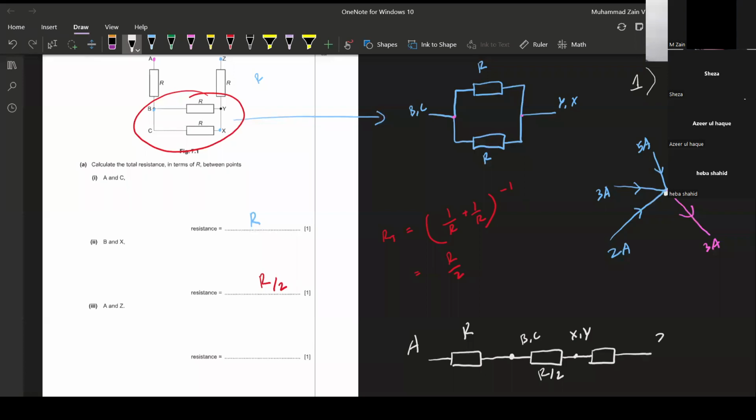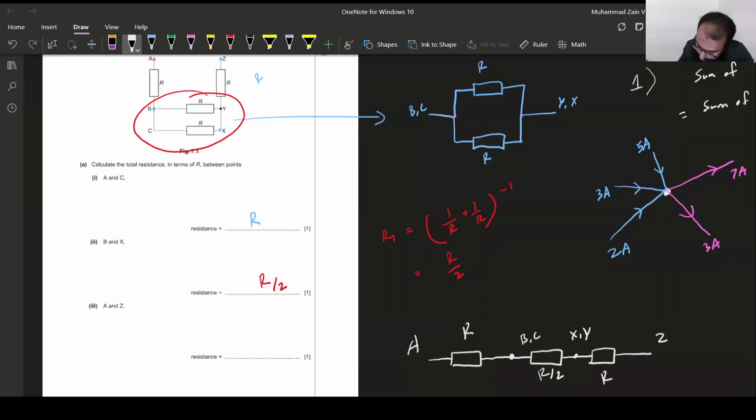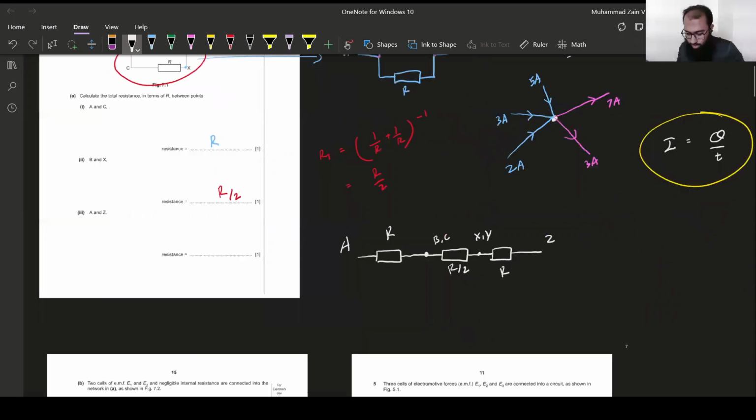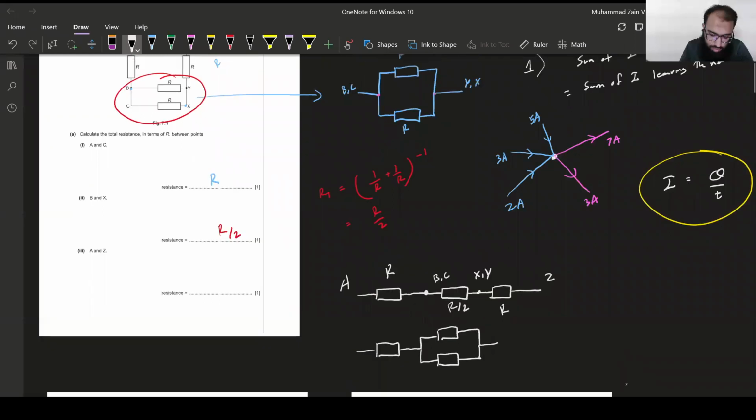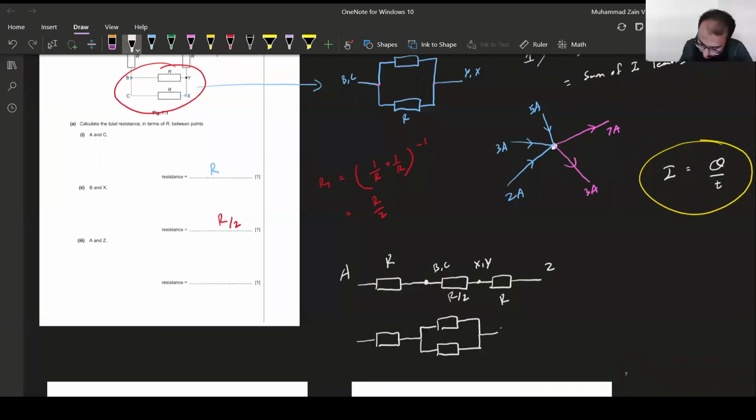So either I could draw this resultant circuit like this, or I could draw it properly, which could be like this. It depends on how I need to do it. I could either write the resultant resistance and make it a single resistor, or I could draw the whole circuit combination, which is circled in red. And then this goes as Z. So R, R, R, R.